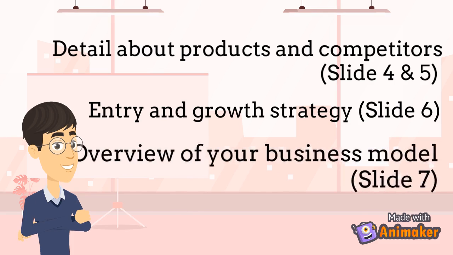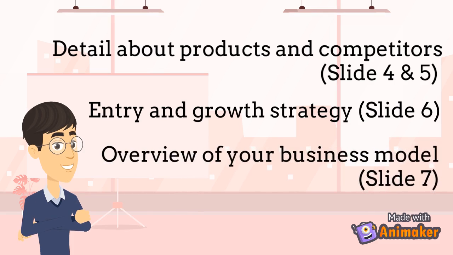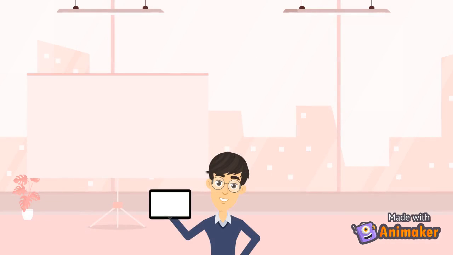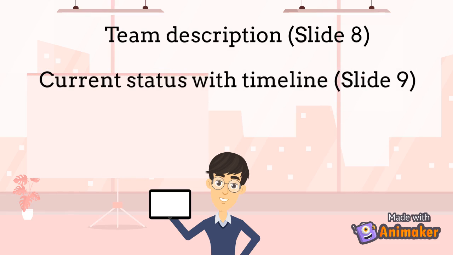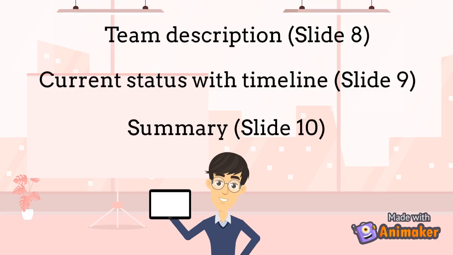Then in slide 7, we should do an overview of the business model of the company. Slide 8 is about the team description, which introduces the team members to the audience. After that, the presenter should explain the current issues and timeline of the company in slide 9. And finally, the final slide should be a summary of the presentation.